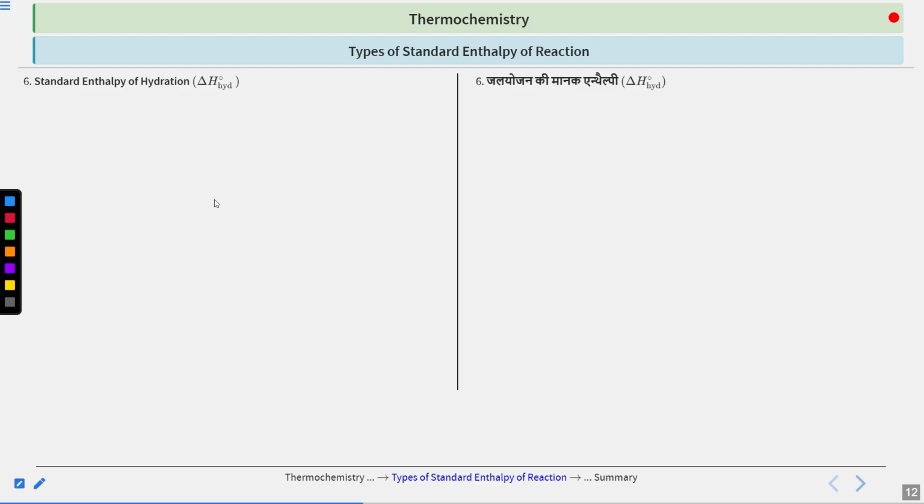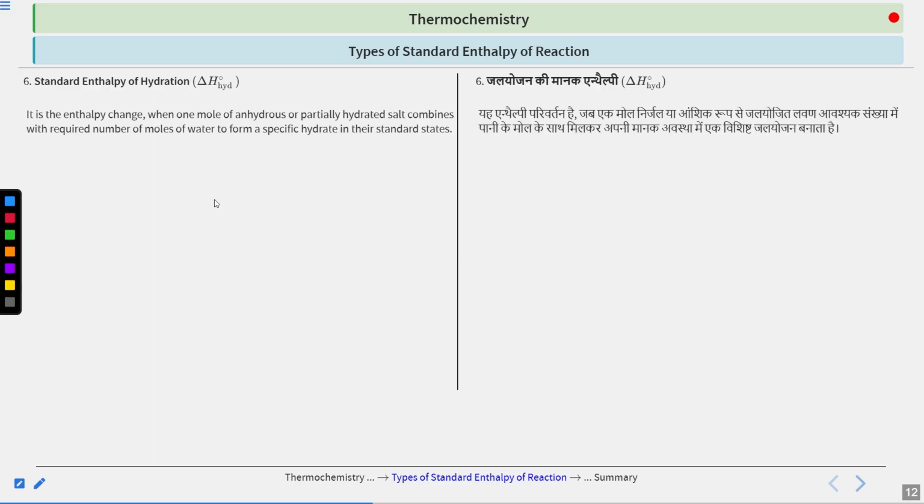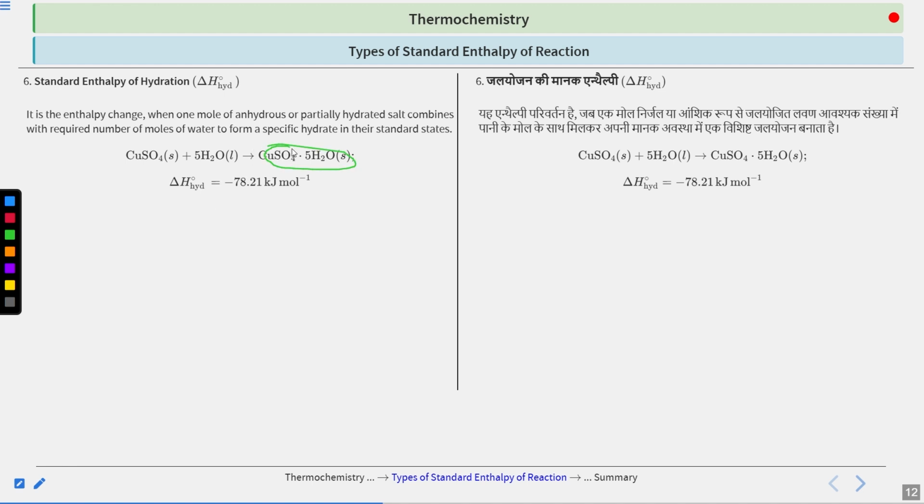Next we have standard enthalpy of hydration. So what is standard enthalpy of hydration? Standard enthalpy of hydration is basically the addition of water of crystallization. You will get it with the help of the equation. As I've already written, it is the addition of a specific amount of water to the given compound. So this is the example. You must have seen this thing, which is CuSO4·5H2O. It is basically formed by the reaction of copper sulfate with 5H2O, in which the water gets coordinated to copper, and the delta H hydration will be minus 78.21 kilojoule per mole.